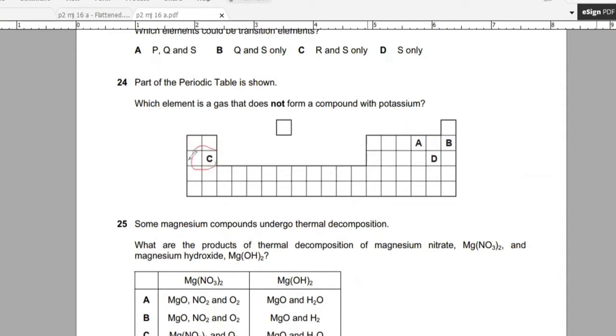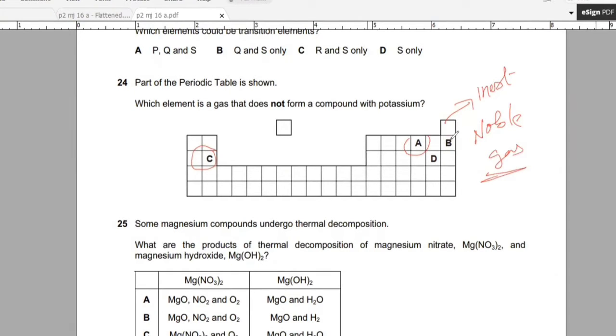So these are metal elements, these are non-metal elements, this is also non-metal, but this last group is actually called inert gas, or noble gas. This element does not react with any other element because it has a filled octet, I mean filled with 8 electrons in the outer shell. So that is known as a noble gas element. That is why the answer will be option B.